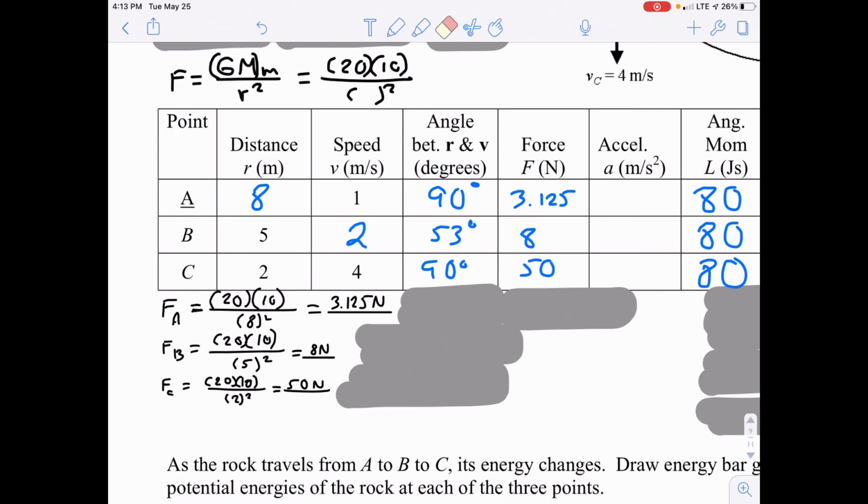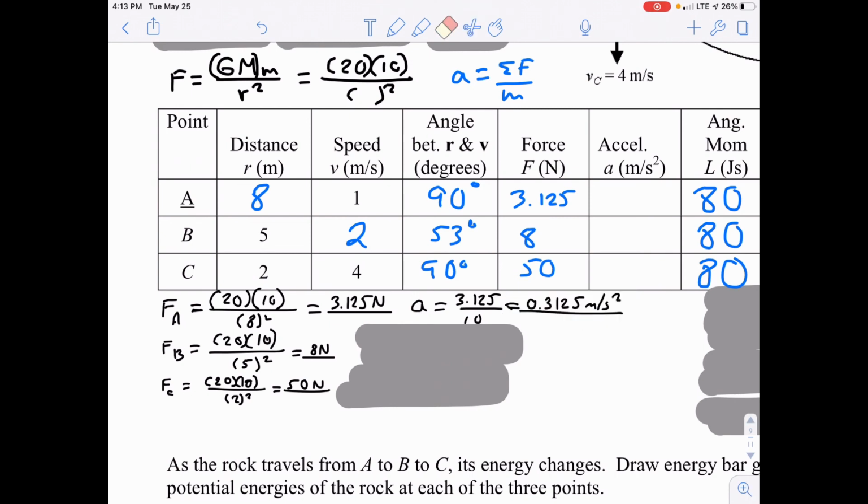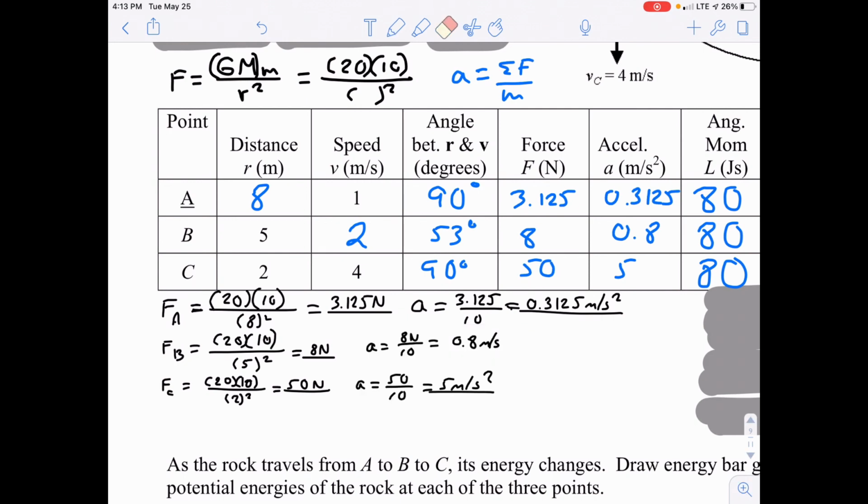Now, according to Newton's second law, net force equals ma. So a would be equal to the net force divided by the mass. In other words, 3.125 divided by the mass of 10 would be 0.3125. And the others are 0.8 and 5. So in other words, dividing each case by 10.